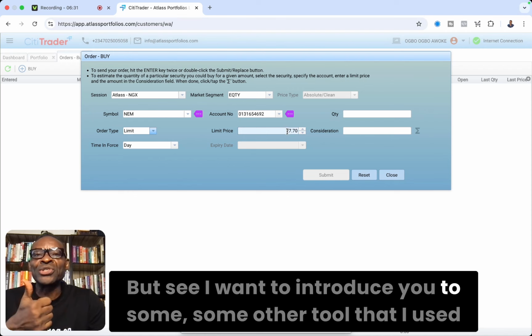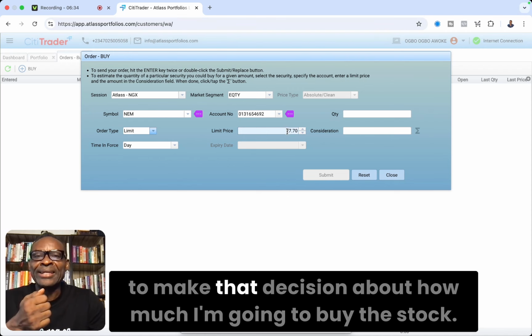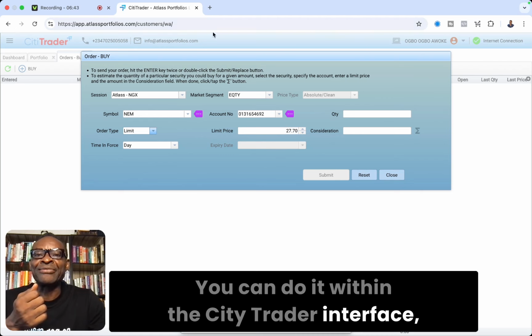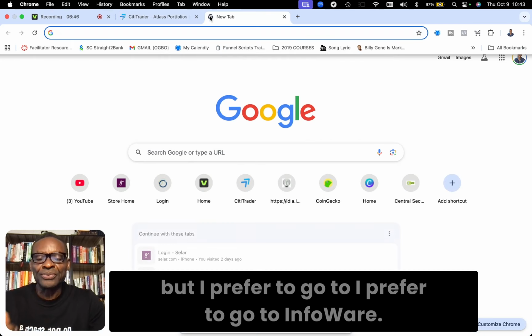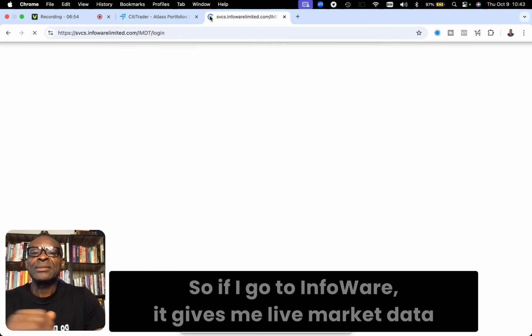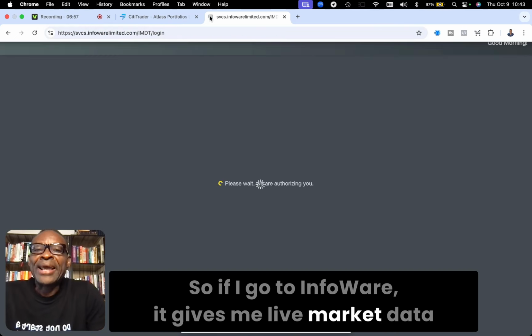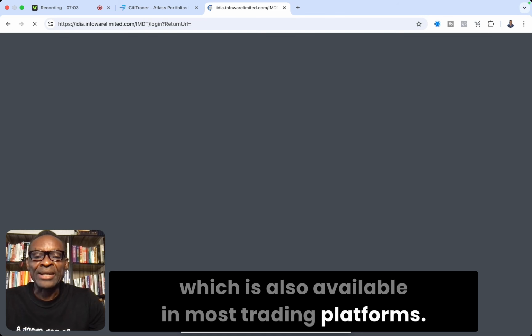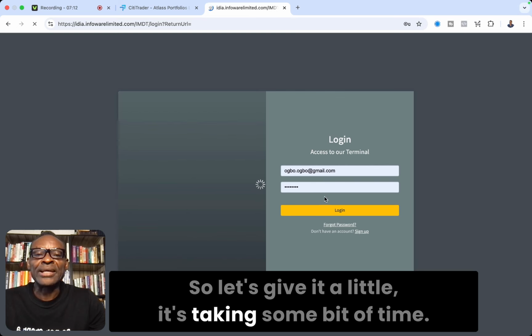But I want to introduce you to another tool that I use to make the decision about how much I'm going to buy the stock at. You can do it within the CitiTrader interface, but I prefer to go to InfoWare. If I go to InfoWare, it gives me live market data, which is also available in most trading platforms. Let's give it a little time, it's taking a bit. All right.